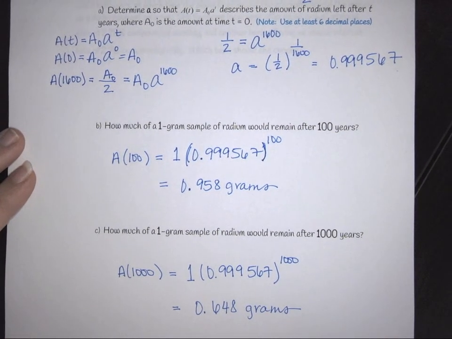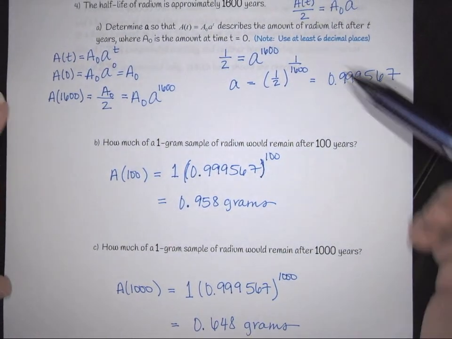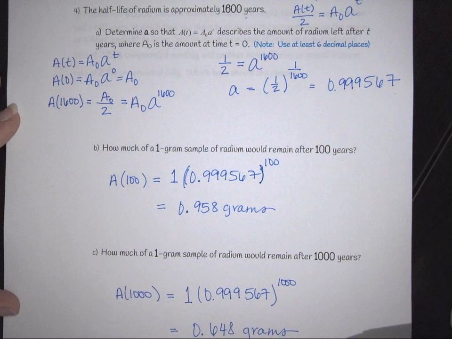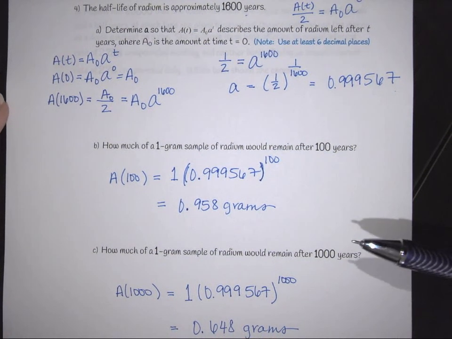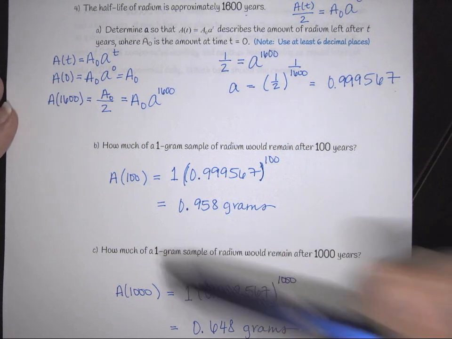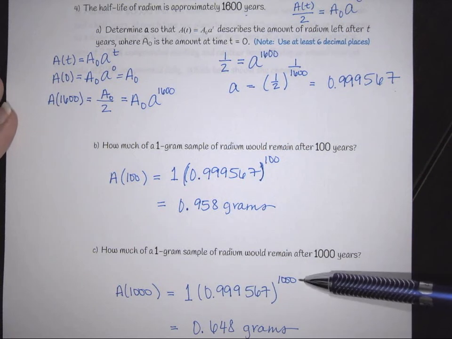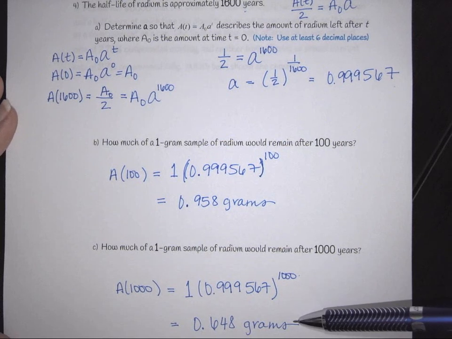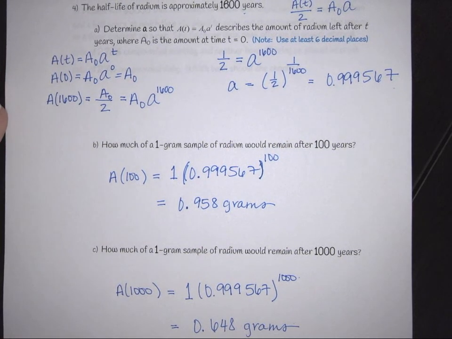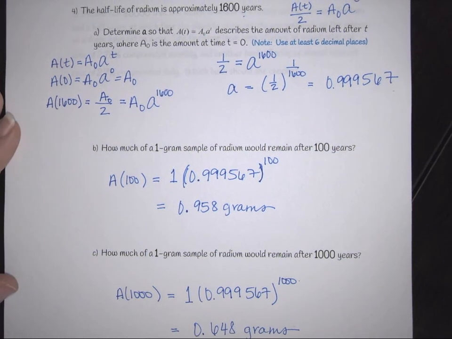Again, that should make sense considering way back in the beginning we told you that it takes 1600 years to reach its half-life. In other words, it takes 1600 years to reach 0.5 if you had 1 gram. So the fact that after 1,000 years we're at 0.648 means we still have another 600 years to go before we get to 0.5, which is its half-life time frame. Okay.